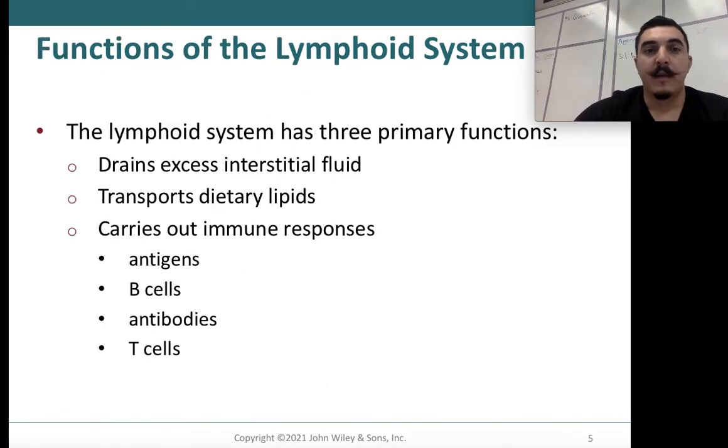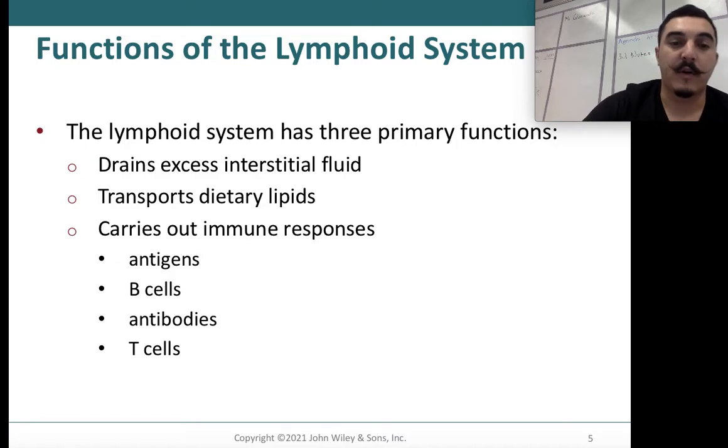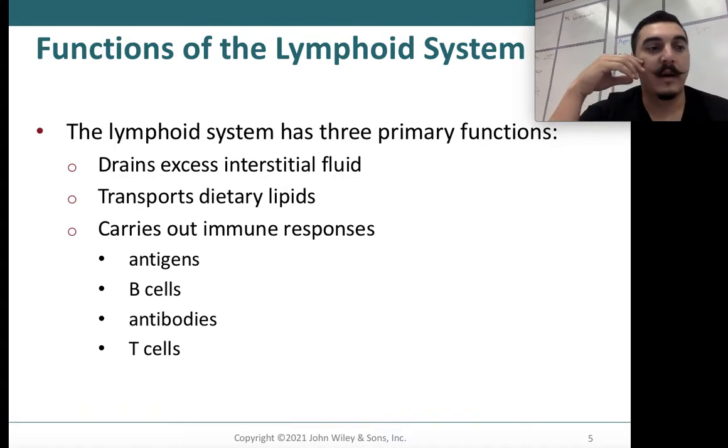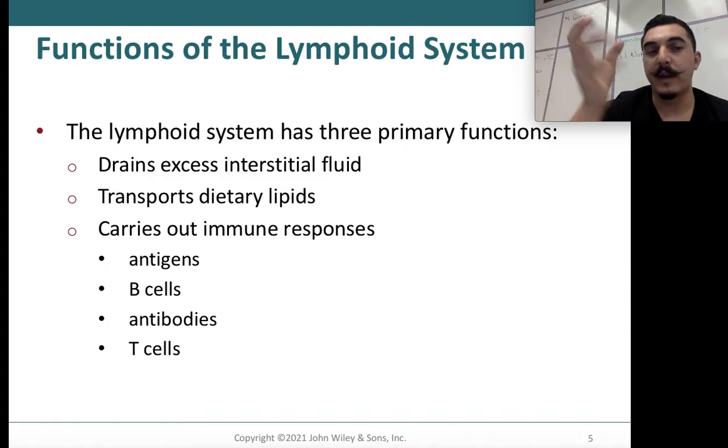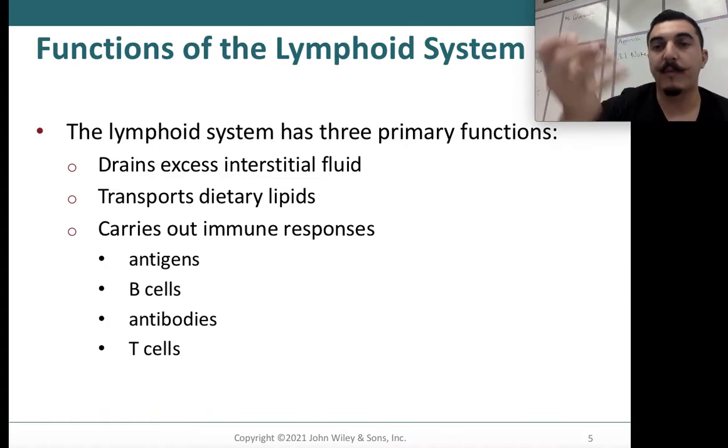Now, the functions of the lymphoid system. What are the main jobs of that system? It drains excess interstitial fluid, transports dietary lipids, and carries out our main immune responses. When we have that interstitial fluid, we need to drain it out, clean it out, get rid of those pathogens, and return it back into the blood. That's one of the biggest purposes.